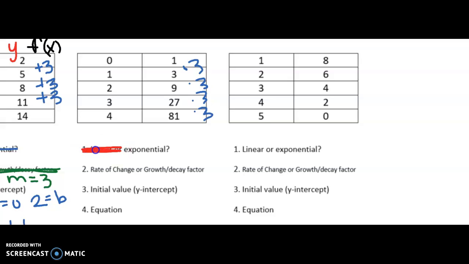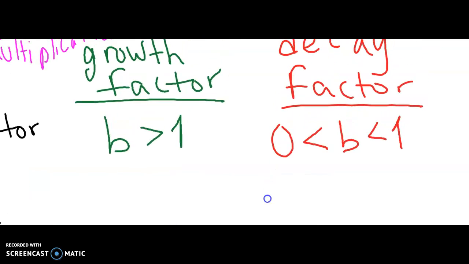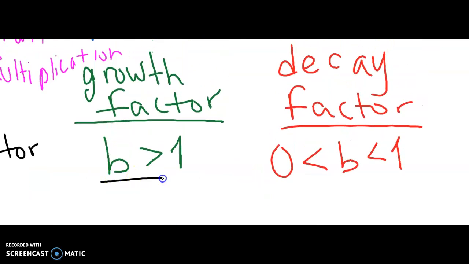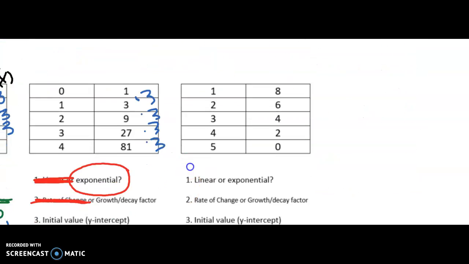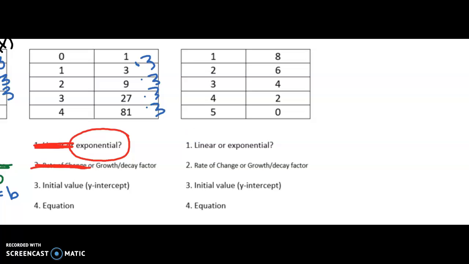And because it has a pattern of multiplication, I know that it is an exponential function. So because it is an exponential function, it will not have a rate of change. Now, it's multiplying by a 3. Is it going to be a growth or a decay factor? So let's go back up here. A growth factor means that the multiplication is greater than 1. A decay factor would be if the multiplication is a decimal between 0 and 1. So let's go back over here. The multiplication is 3, so therefore this is a growth factor.